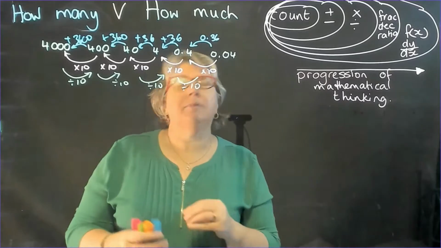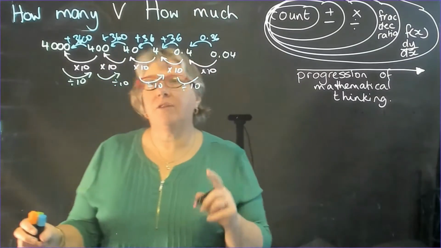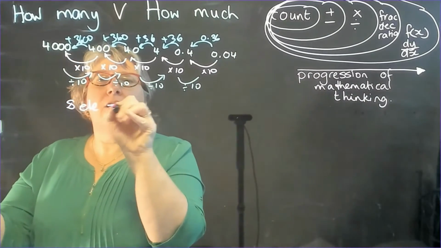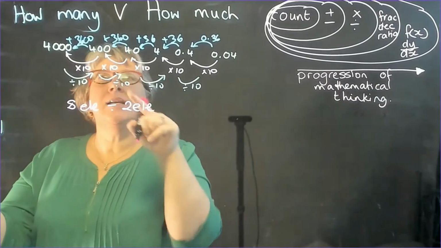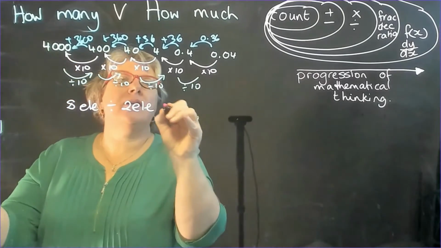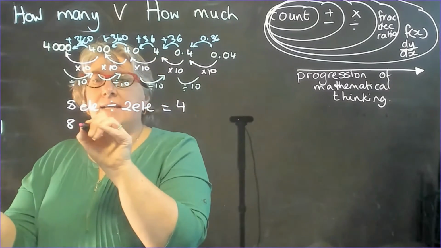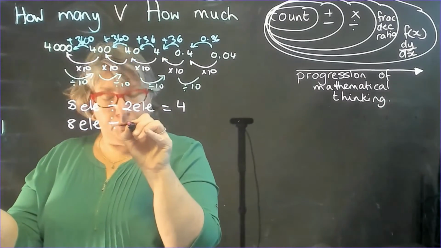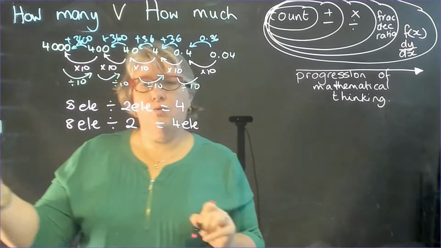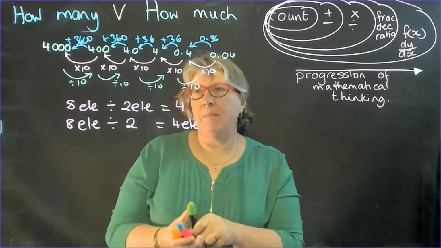And that's so important because our students need to understand that when I'm doing division or multiplication, if I've got 8 elephants and I put them into groups of 2 elephants, so now I'm saying this is the total and this is how much is in each share, so this is the size of the unit, I'm going to get 4 groups. If I said I had 8 elephants and I was going to put them into 2 groups, I would get 4 elephants in each group. So the way you ask the question determines the answer that you get.